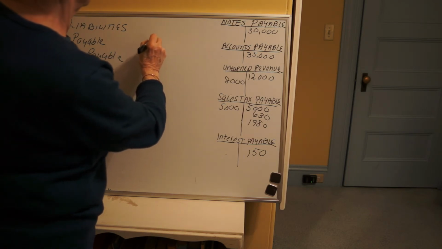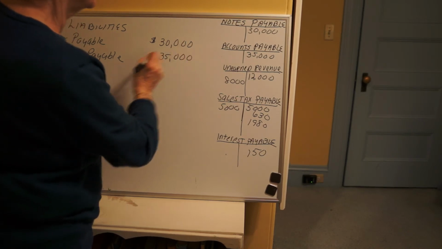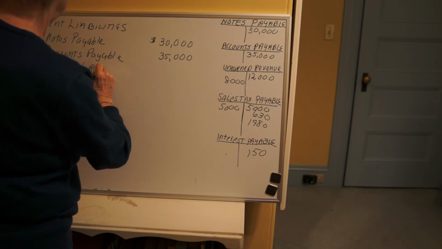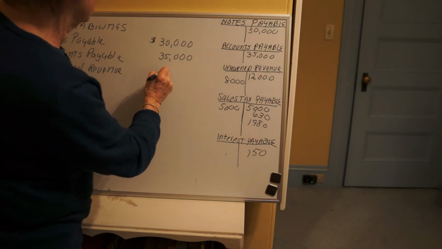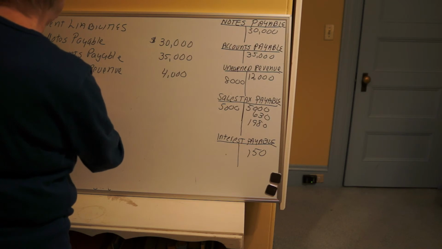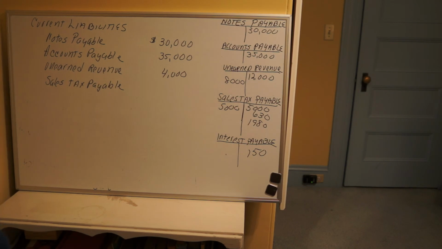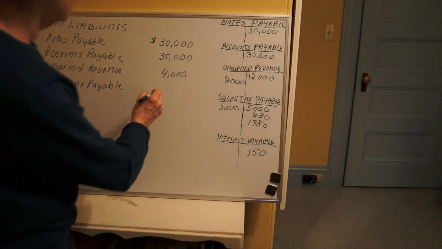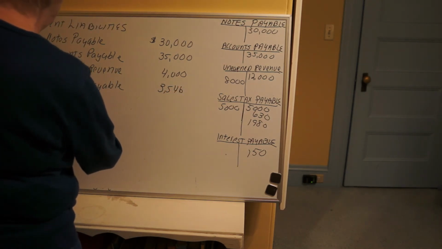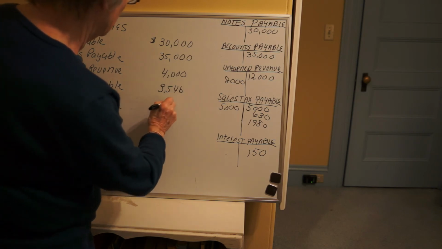So we would have 30,000 of our notes. We have 35,000 of accounts payable. We have unearned revenue, and the balance there is the 12 minus 8, or 4,000. We have the sales tax payable. We paid 5,000 of it. So when we add up the remaining items, we end up with sales tax payable of 3,546. And we have our interest payable, last but not least, of 150.